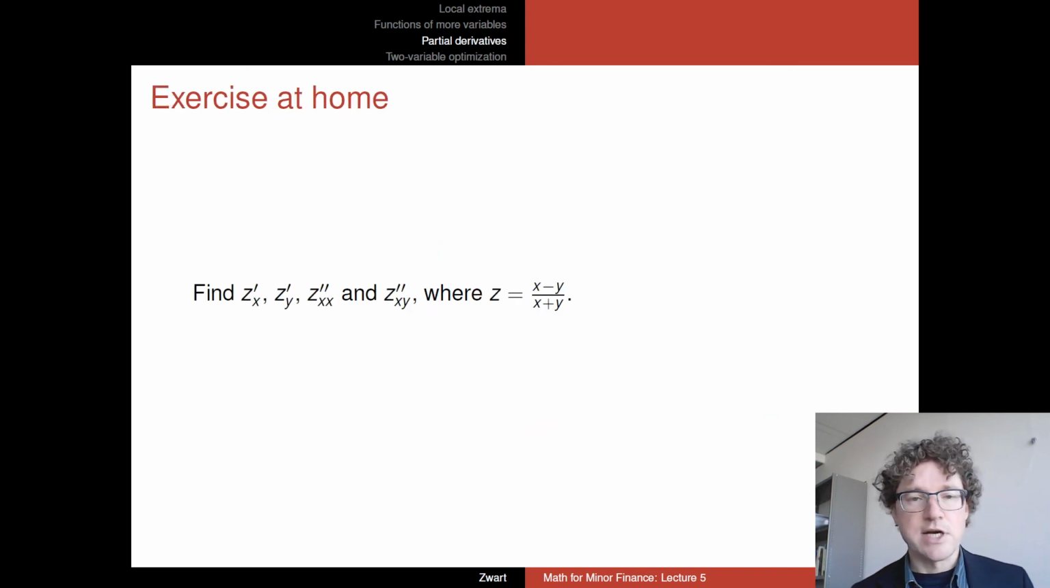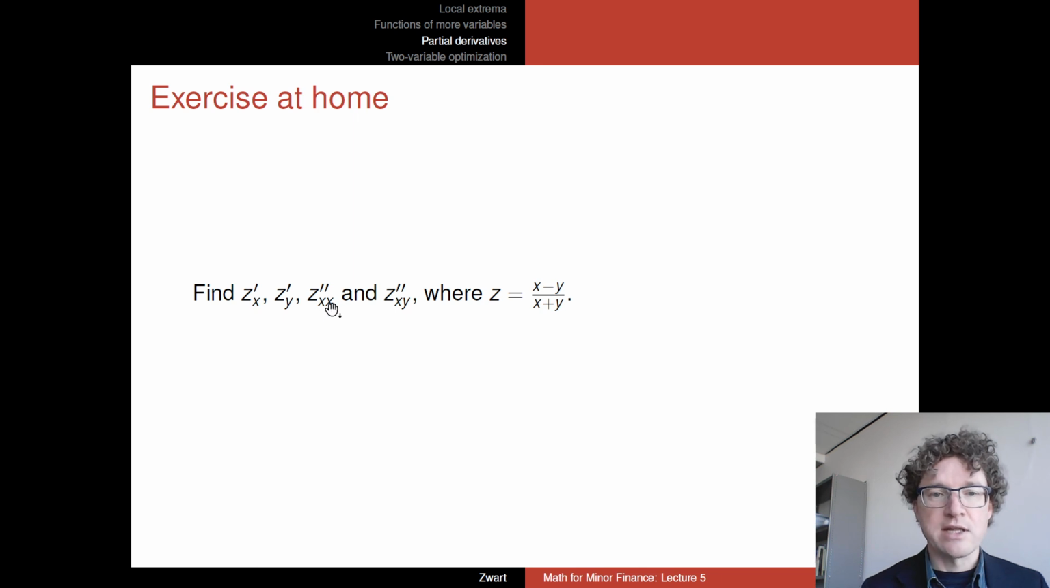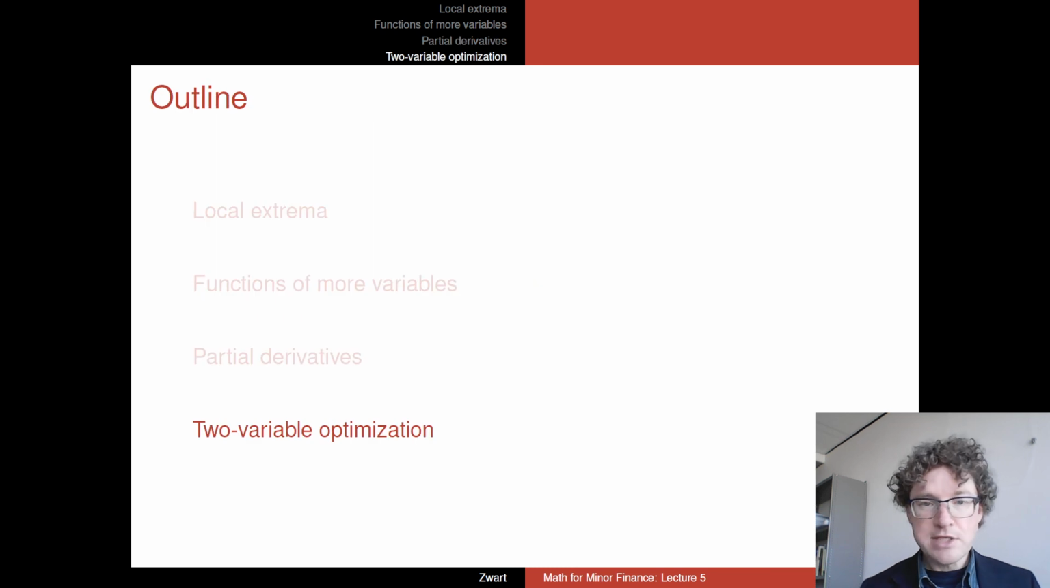So finally, as an exercise at home, you can try for this particular function x minus y divided by x plus y, where of course you will need the quotient rule. So you will be able to compute the first derivatives with respect to x and with respect to y. You're also asked here to compute the second derivative, taking one more derivative of x of either of these things. And have a look at that example and see whether you can solve that as well. So that's how the mechanics go of computing partial derivatives.